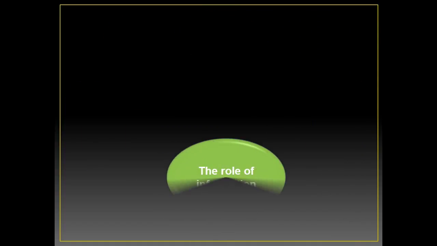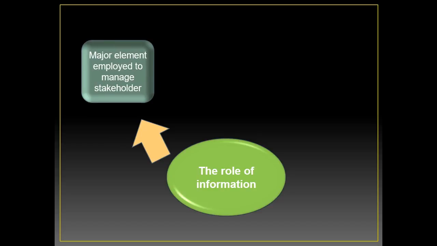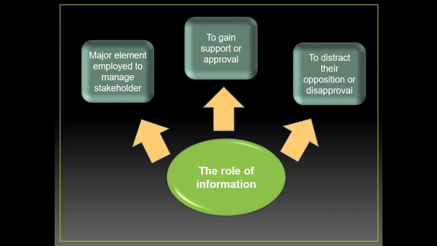There are three roles of information, where information, including financial, accounting, and social performance information, is a major element employed to manage stakeholders. Next, it is used to gain support or approval. Information is also used to distract from opposition or disapproval.